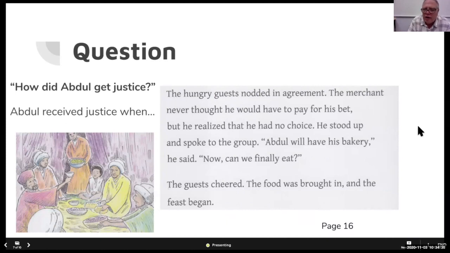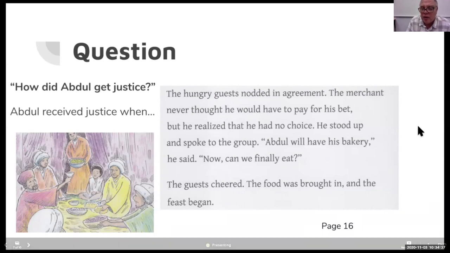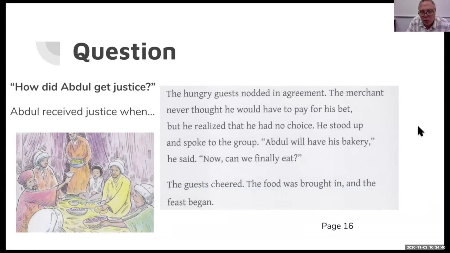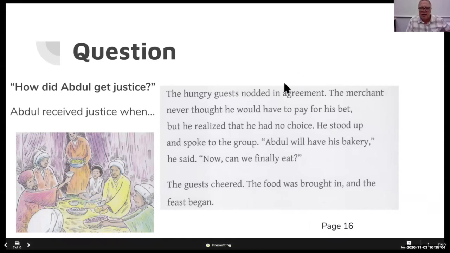The hungry guest nodded in agreement. The merchant never thought he would have to pay for his bet, but he realized that he had no choice. He stood up and spoke to the group. "Abdul will have his bakery," he said. "Now, can we finally eat?" The guests cheered. The food was brought in and the feast began. Okay? So, looking here in this text, can you find a sentence that gives evidence that Abdul received justice?